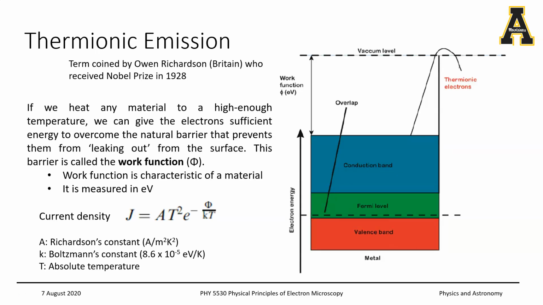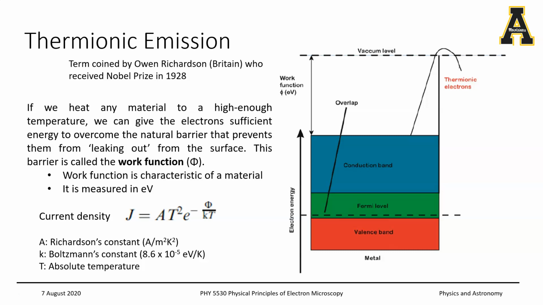The process of thermionic emission was first coined by Owen Richardson from England, who received the Nobel Prize in 1928 for the work he did. He basically said that electrons, if they have to stay by themselves in vacuum or in air, require a tremendous amount of energy. So you cannot simply knock off an electron from the surface of a metal unless you give it a ridiculous amount of energy. And the amount of energy you give is the work function of the material.